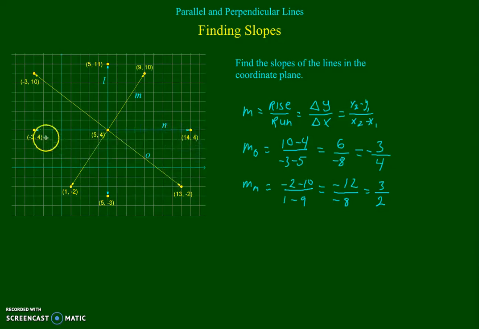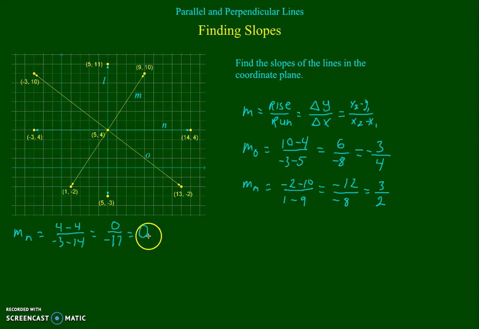Now what happens when we get to this horizontal line here, line N? Let's calculate that out. So the slope of line N is the difference of the y's. So it's 4 minus 4 divided by -3 minus 14. Well, 4 minus 4 is 0, divided by -3 minus 14 is -17. Well, 0 divided by anything is just 0. So this line has a slope of 0.